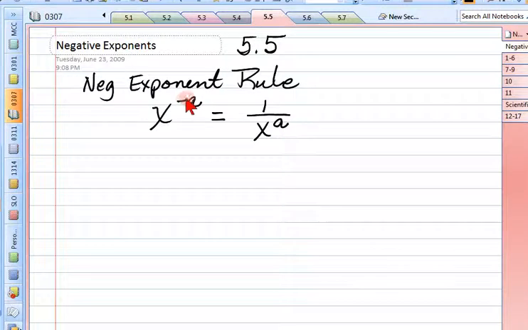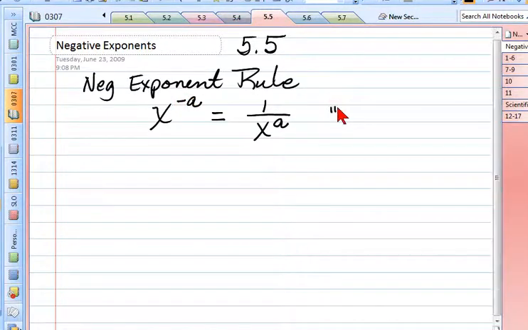Negative exponents are inappropriate to be left in answers. They're bad form. A negative exponent in my everyday language says, move me. A negative exponent says, move this base across the fraction line, and the base will be raised to then a positive power. Let me see if I can convince you of that.